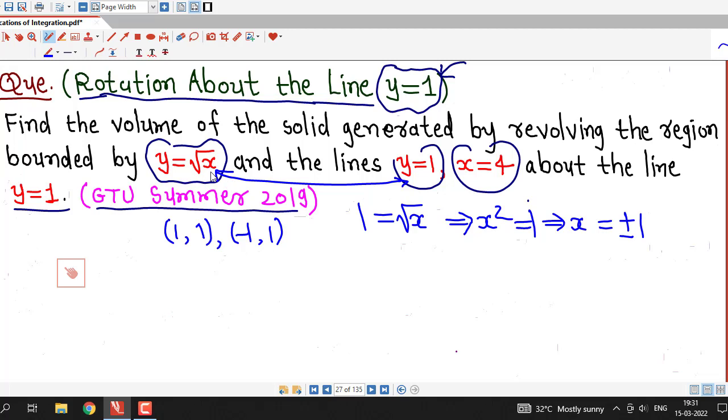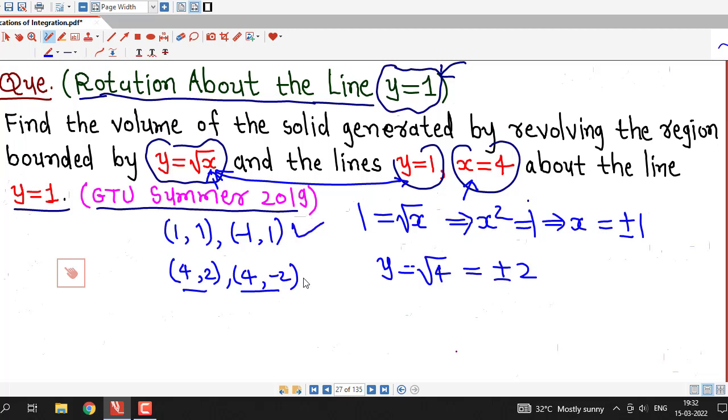Similarly, if we take x equal to 4 in this equation, y will be equal to square root of 4 and there are two possibilities, plus or minus 2. So when x is 4, the value of y is 2 and -2. Therefore, x equal to 4 will intersect y equal to square root of x at these 2 points, (4, 2) and (4, -2). It is better to decide the points of intersection so that it becomes easy to sketch the region bounded by these curves. So now we try to sketch the region bounded by the given curves.